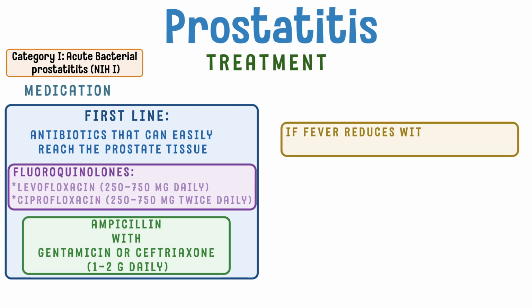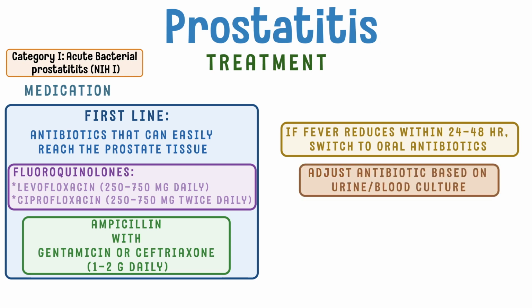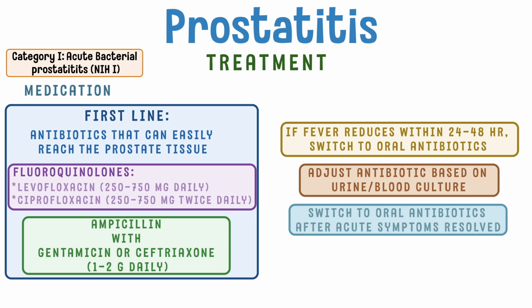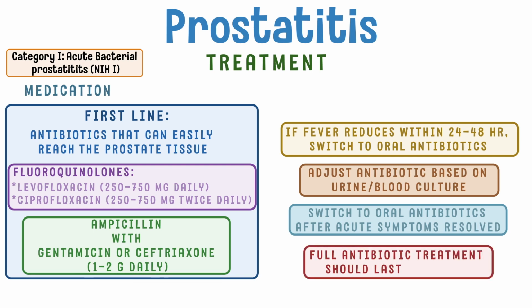If fever reduces within 24 to 48 hours, switch to oral antibiotics. You can also adjust antibiotic choice based on urine or blood culture results. Switch to oral antibiotics after acute symptoms have resolved. And full antibiotic treatment should last 2 to 4 weeks.